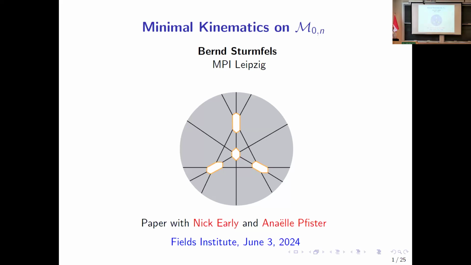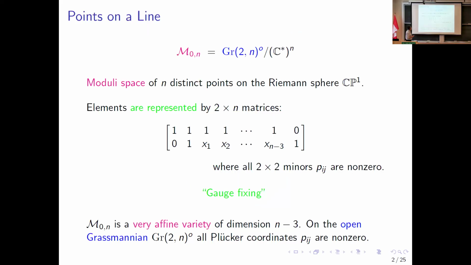So in particular, I have to tell you what's M0N. Here's a picture for n equals 5. And I'll have to tell you what's minimal kinematics. That's the goal. Now, M0N is the moduli space of n distinct points on the line, or the Riemann sphere over the complex numbers.